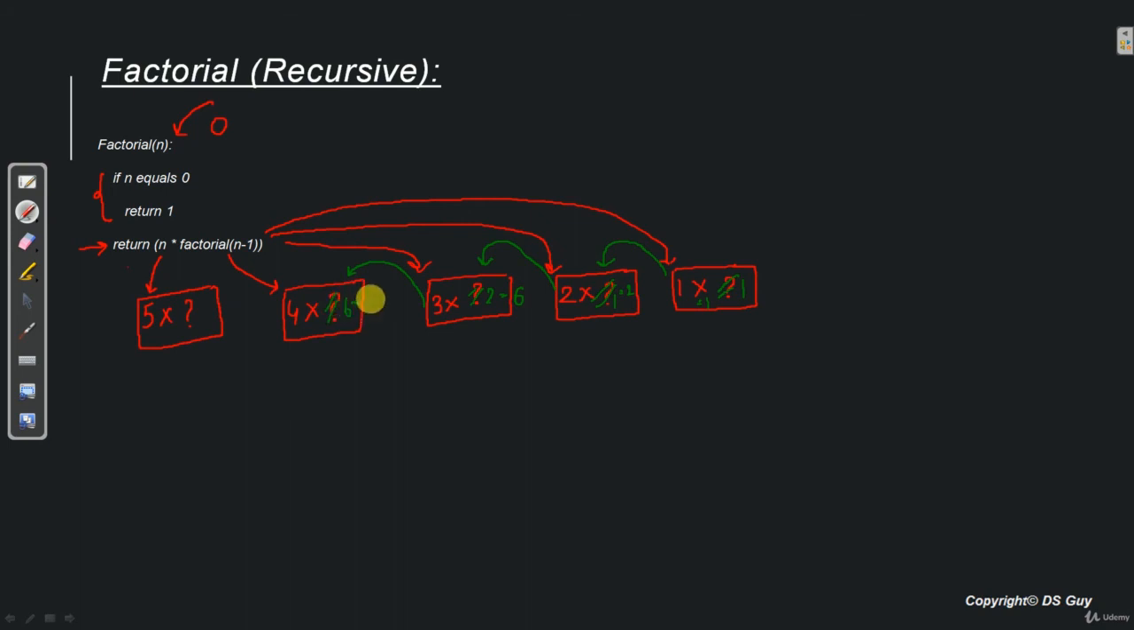Now this 6 over here gets replaced and put over here instead of the question mark. 6 into 4, we put 24. Now this 24 comes here instead of the question mark and we put 24. So 24 into 5 is equal to 120. So at the end of this entire recursive call, the system returns 120 as factorial of 5. So this is how we can recursively find the factorial value of any number. Fine. So I hope you have understood how to use a recursive method to find the factorial value of any number.